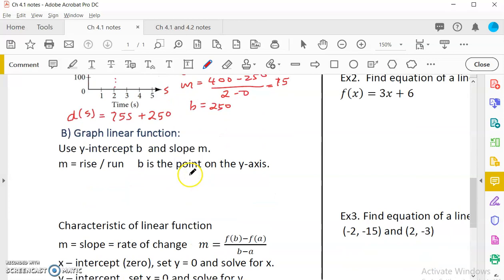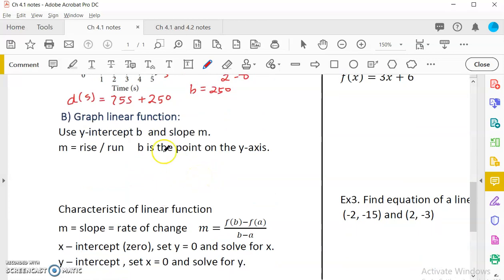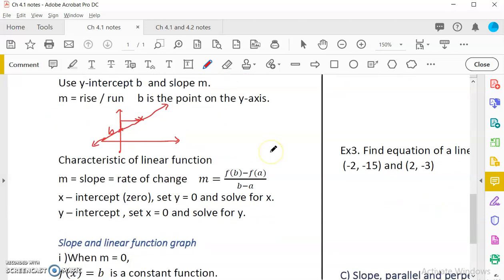How can I graph a linear function? A linear function is already written as y equals mx plus b. We would just use the fact that you have slope and y-intercept. Slope is rise over run. B is the first point on the y-axis, so you will find b here because it's the y, right? And then you do rise over run to find another point and then graph it. So in general, graphing a linear function is just like graphing a line.